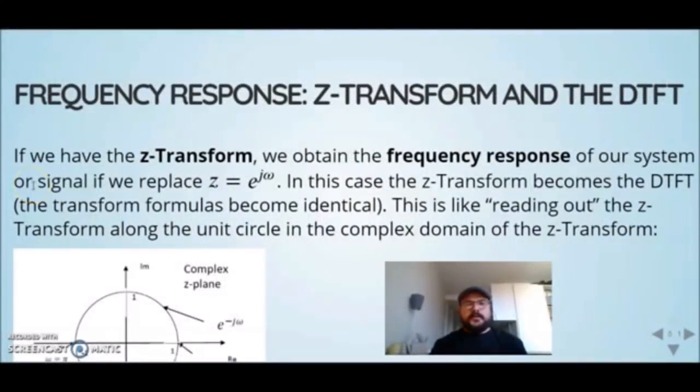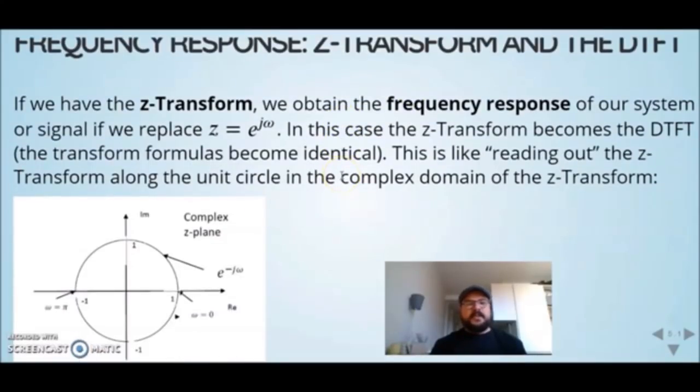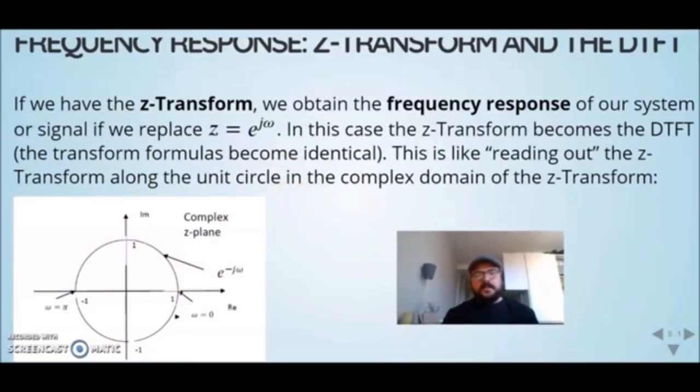We can also obtain the frequency response of a system if we have the Z transform, if we replace z by e to the power of j omega. This is also the relation between the Z transform and the DTFT that we've seen before. When we replace z by e to the power of j omega, the formulas of both transforms become identical. This is like reading the Z transform along the unit circle in the complex domain.